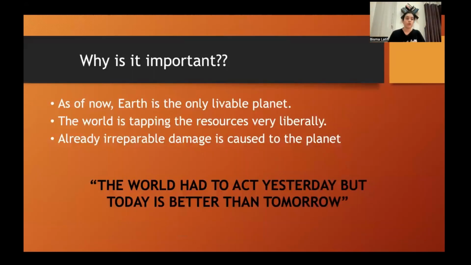Why is it important? Why are we discussing it so much today? It was hot before too. Why are we discussing climate change so much today than 5 years ago? As of now, as you all know, Earth is the only livable planet and we have to take care of it. Also, the world is tapping the resources very liberally, especially the developed world, Russia, United States, and China. They are tapping the earth's minerals and resources very liberally and brutally, and this has made irreparable damage to the planet.